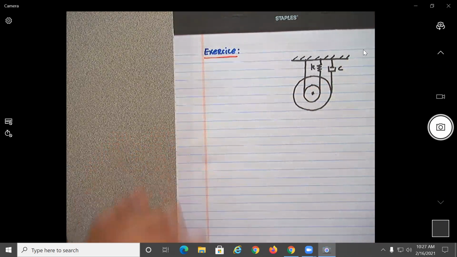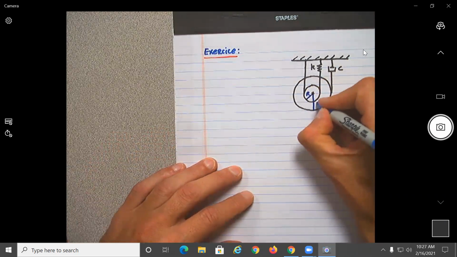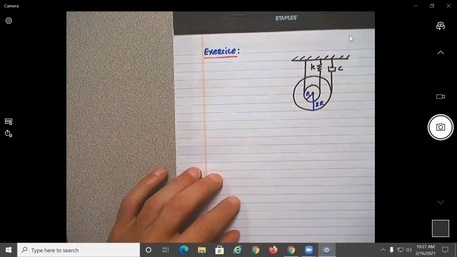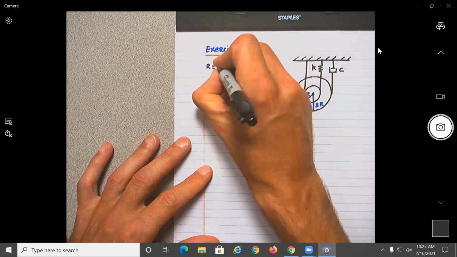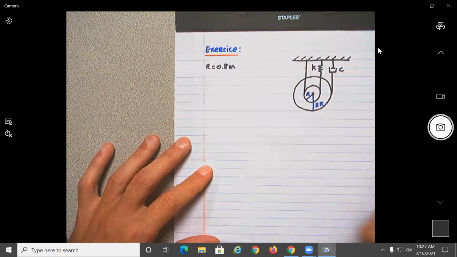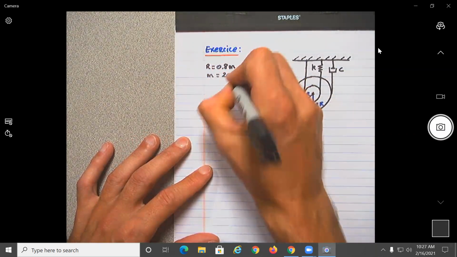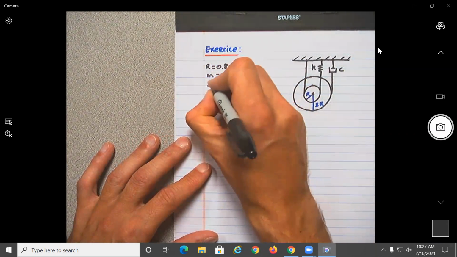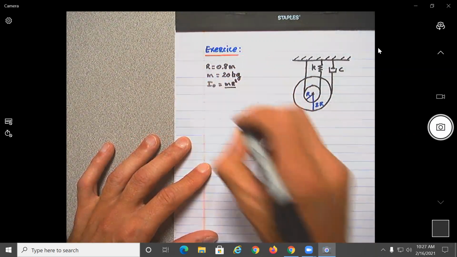All right, so let's say here we know that the radius of this one is r, and of the outside one is 2r. Okay, so let me give some data for r equal to 0.8 meters. The mass is 20 kilograms of the double pulley. The moment of inertia of this pulley about the center is given by m r squared divided by 2.